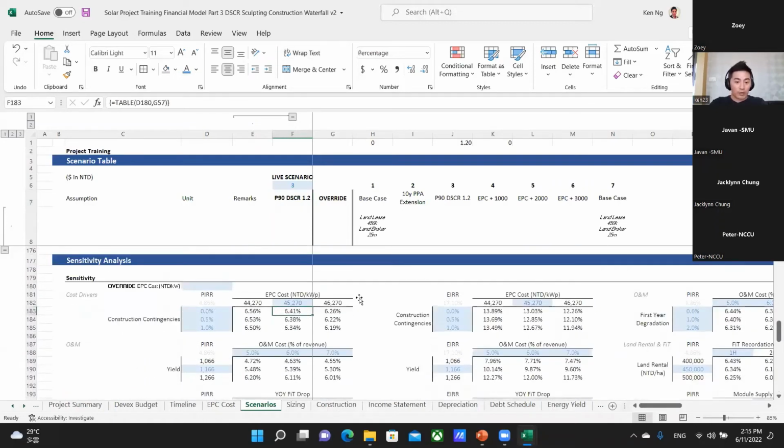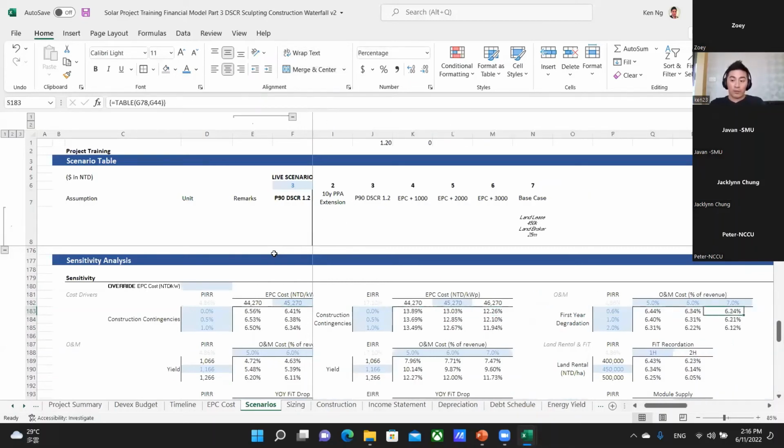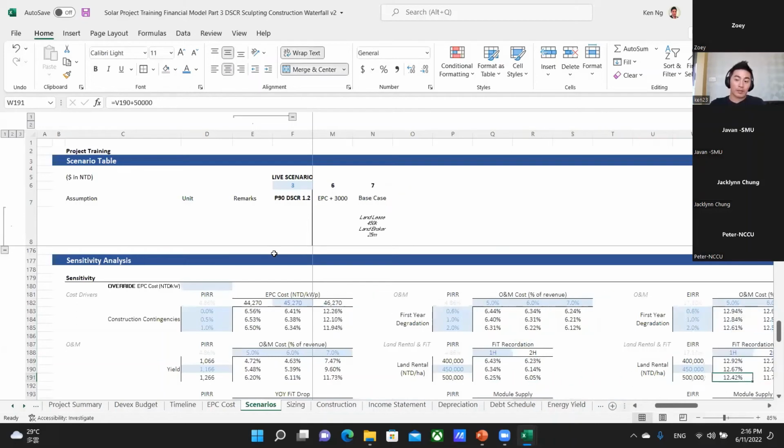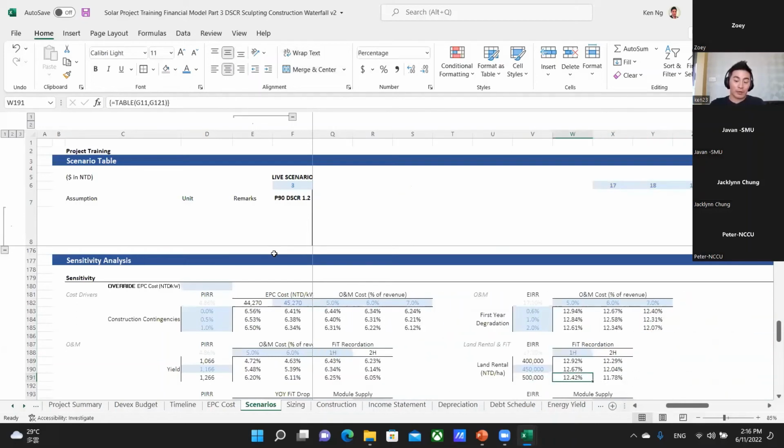So for example, when you set up a data table flexing EPC cost and contingency, you know that intuitively, if your EPC cost goes up, it means you're spending more money. So your project returns should go down. That's exactly what happens, right? Likewise, if your O&M cost goes up, your returns should go down as well. So the data table is a good way to sanity check that as you change your assumptions, the results make sense. If it doesn't make sense, it means that you're modeling that assumption incorrectly.